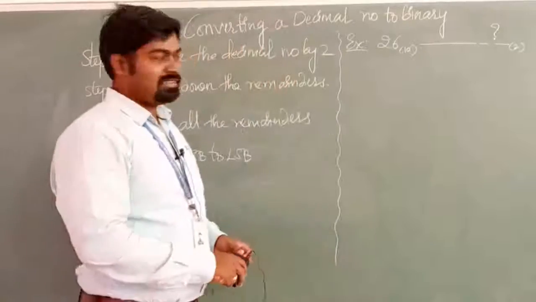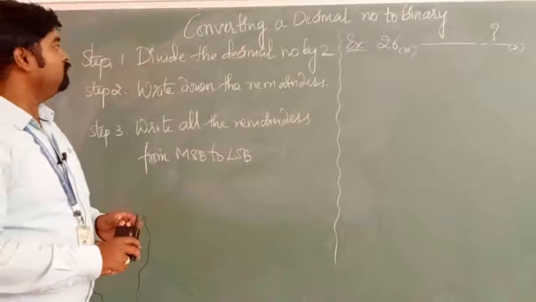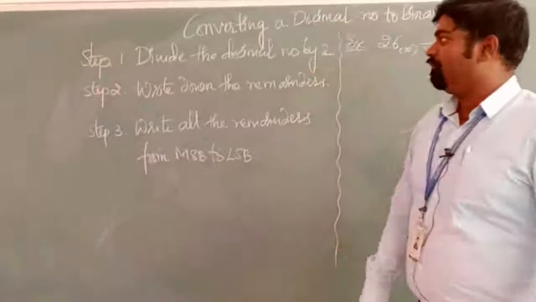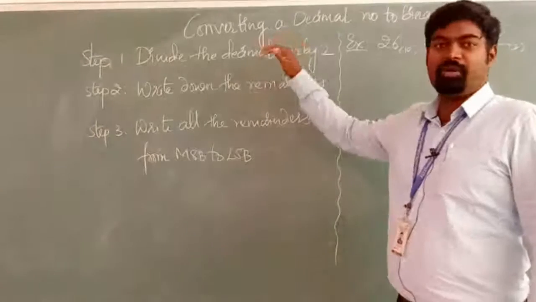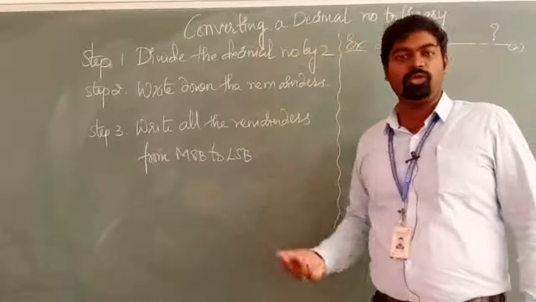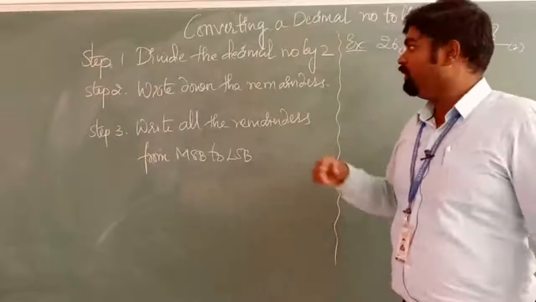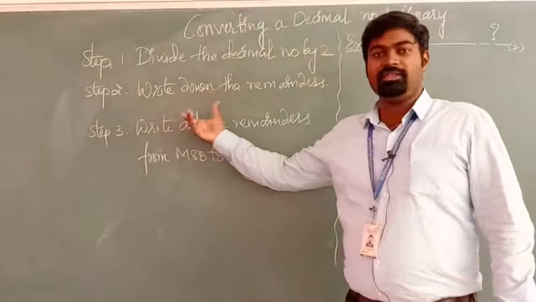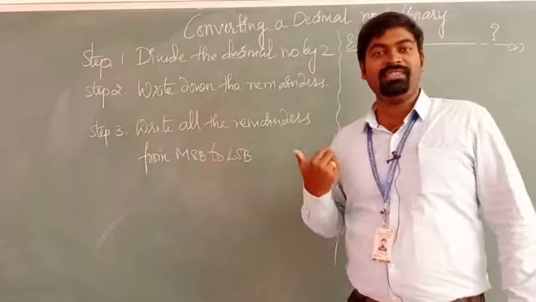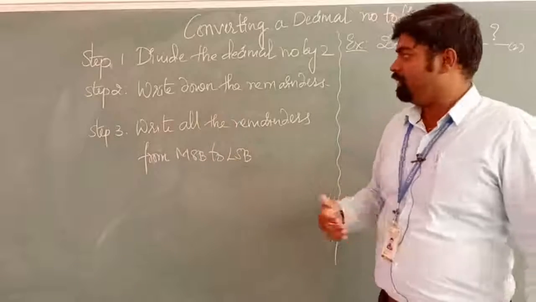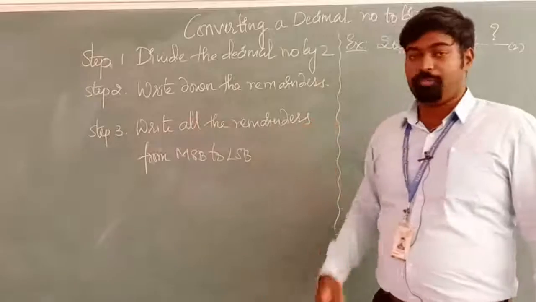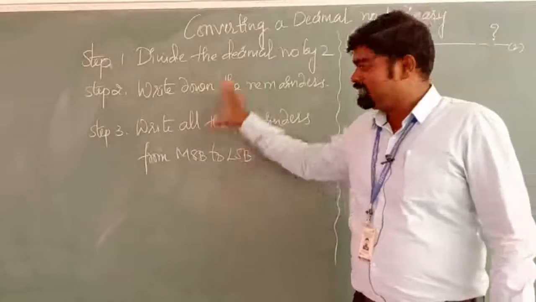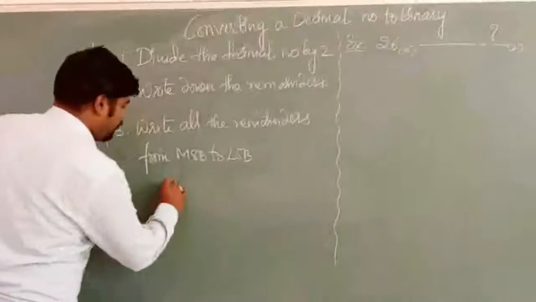All right. Now let us learn how to convert a decimal number into a binary equivalent. The steps are: first you need to divide the decimal number by 2. Why 2? Because the base of the number to which you want to convert is 2. After dividing, write down all the remainders, which is whatever is left out after division. Then write all the remainders from MSB to LSB, that is, from most significant bit to least significant bit. This procedure is followed only for integers.